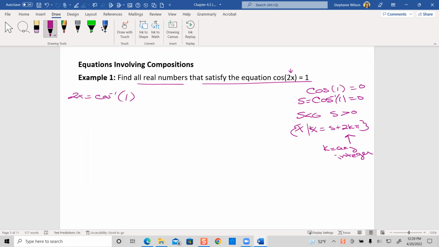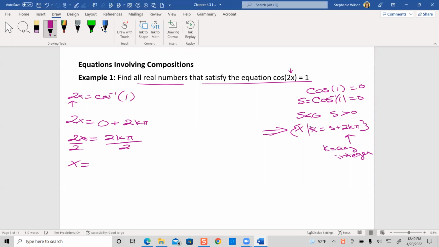So now let's come over here and let's do that. So I've got 2x is equal to, because right now we haven't done anything with the 2, and I'm using this identity here, is equal to s, which is 0 plus 2k pi. Let's clean it up just a little bit. And I need x by itself, so it means I'm going to divide by the 2.